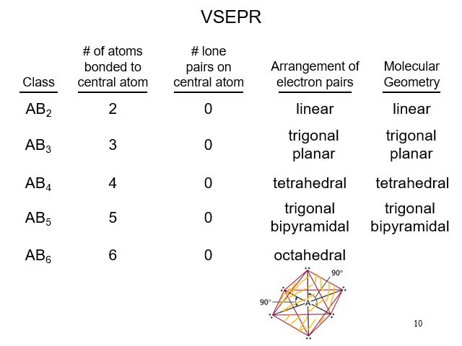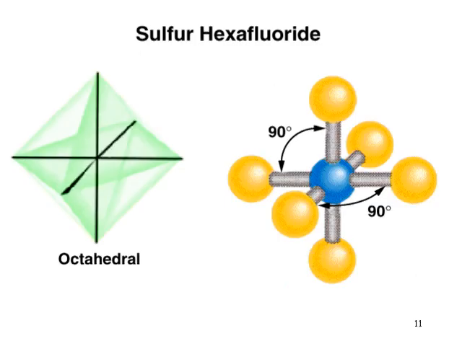There's 4 faces on the top, 4 faces on the bottom. And if they're all atoms, then of course the molecular geometry would also be octahedral. An example of this is sulfur hexafluoride. You can see all the different angles are 90 degrees. So they're not different, they're the same.